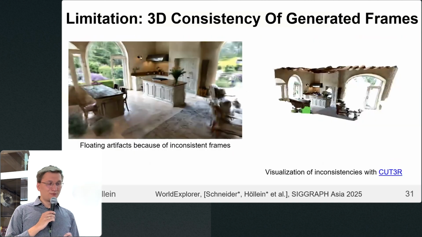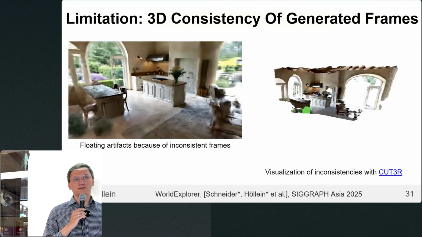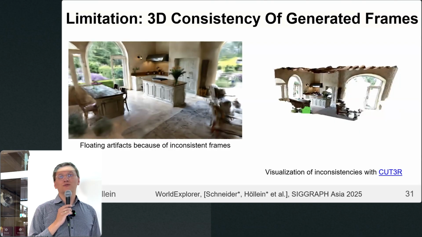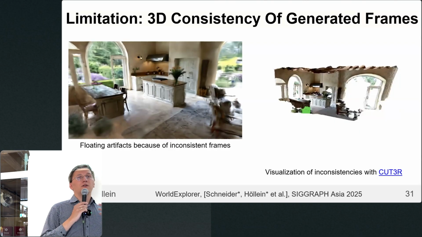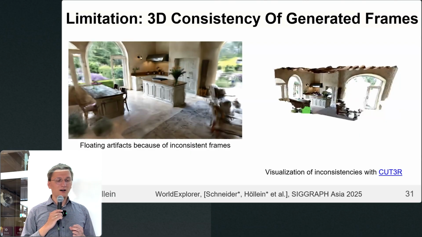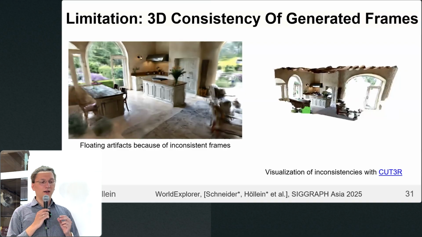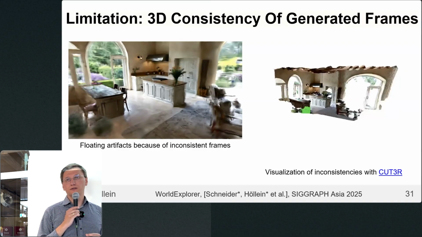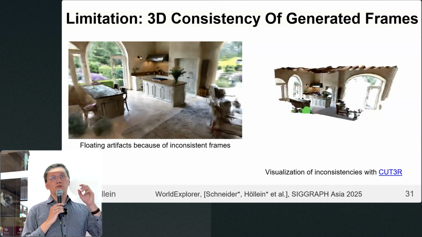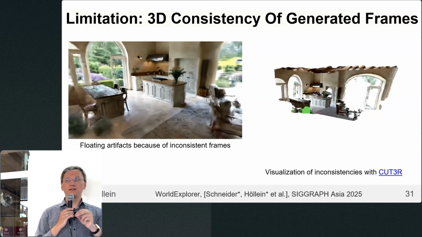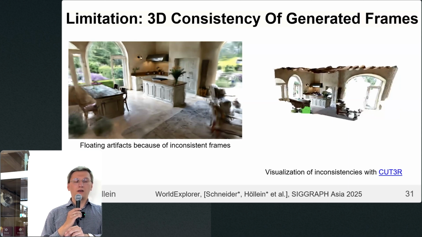However, there's still one important thing that we didn't like about the approach, and that is the 3D consistency of the generated frames. We are using a video diffusion model, which is a probabilistic generative model, so it's pretty hard to get them to a point where they generate frames that are perfectly 3D consistent. With 3D consistent, I mean if you have, for example, this kitchen table here in this top left image, if you rotate the camera, you want it to be exactly at the same place in 3D. And if it's not, then the 3D reconstruction will break.